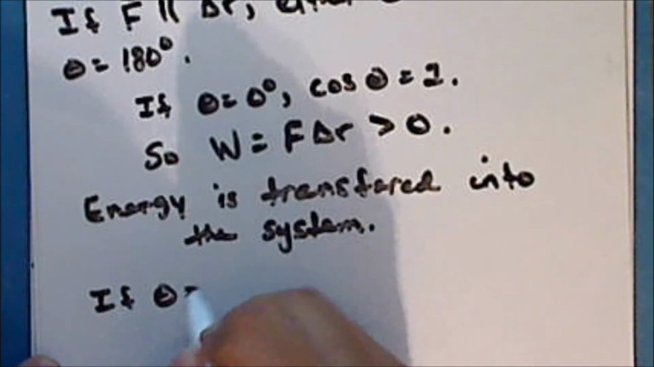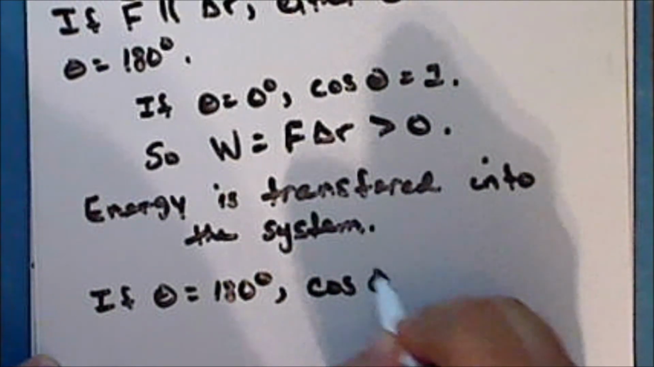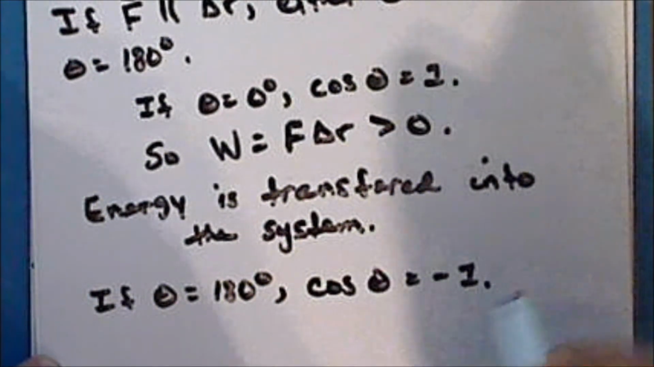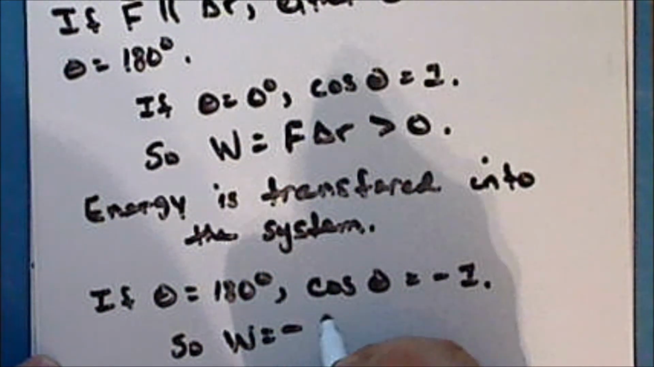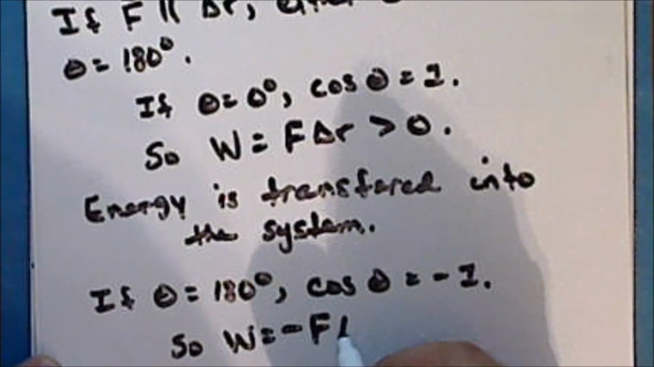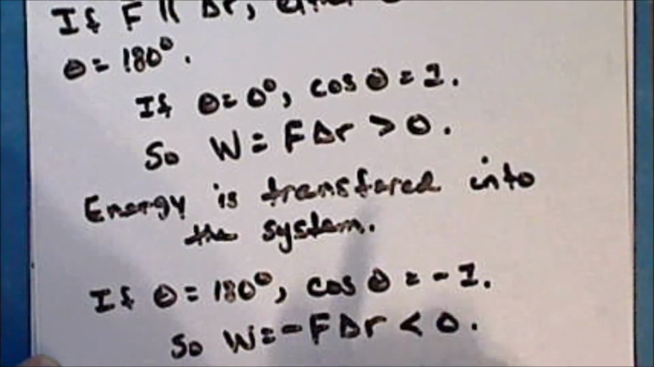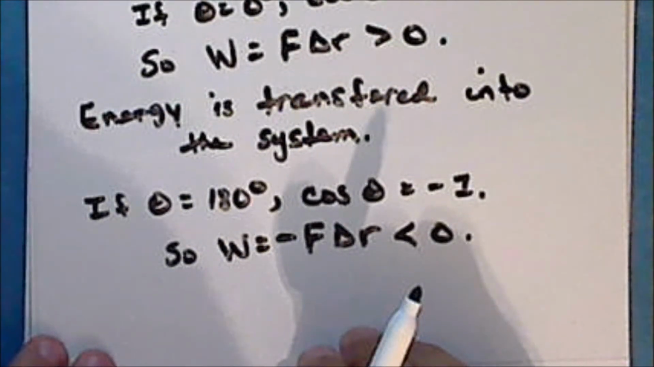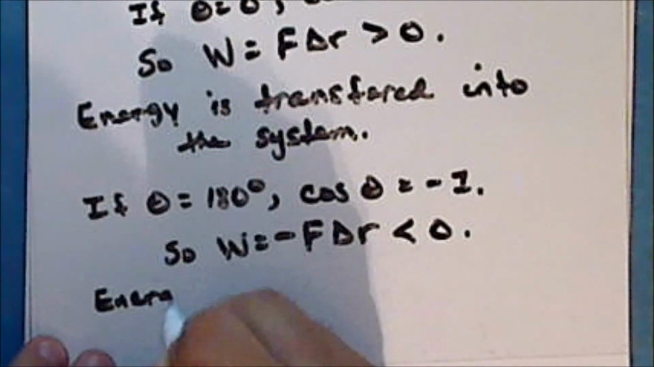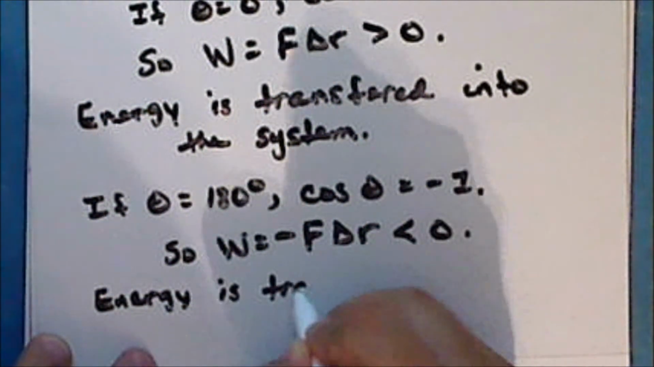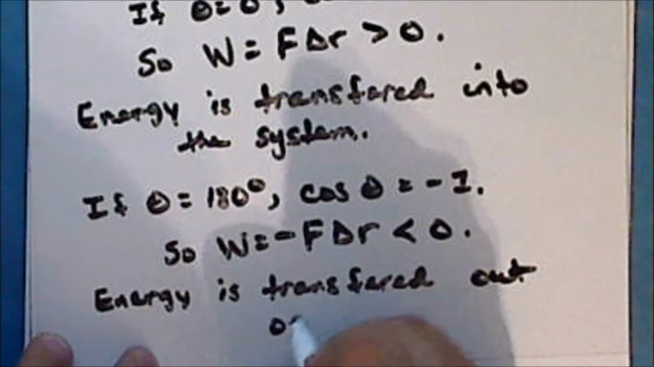And if the angle theta is 180 degrees, the cosine of theta is -1, and so the work is equal to the negative of the magnitude of the force times the magnitude of the displacement vector, which is a negative value. That is, negative work is done to the system, and this means that energy is transferred out of the system.